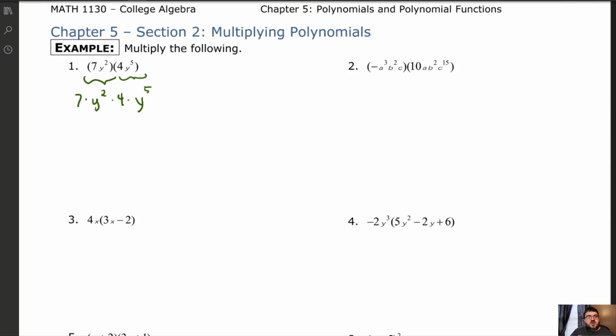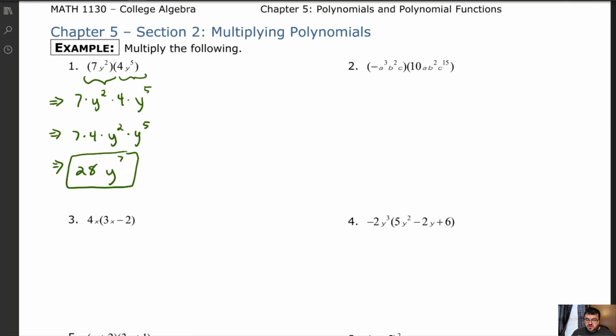And if you remember, we talked about the commutative rule of multiplication, which means it doesn't matter what order you multiply things in, you end up getting the same answer. So you could rearrange this to look like this: 7 times 4, and then y squared times y to the 5th. So you'll end up getting 28 y. There's 5, 6, 7 y's total. That's the exponent rule we talked about a few weeks ago, so this will be 28 y to the 7th.